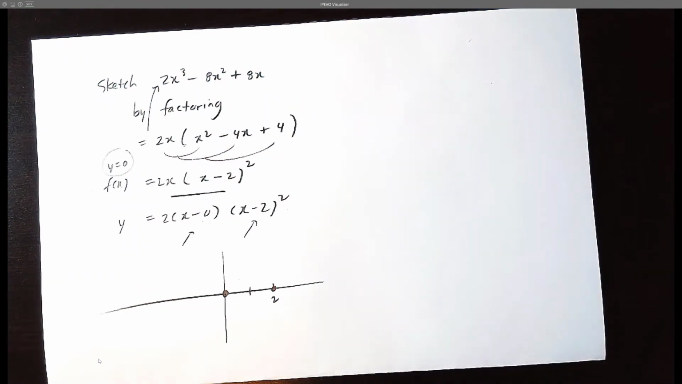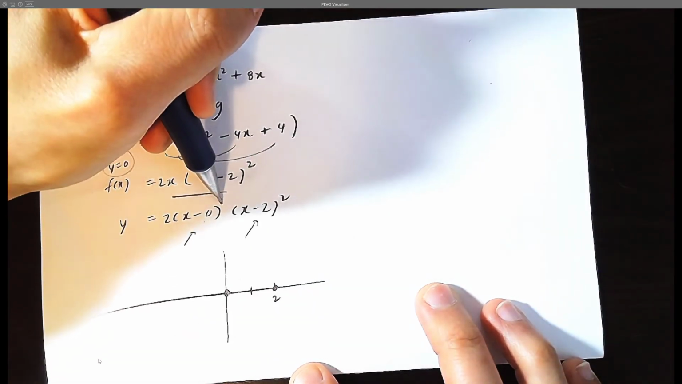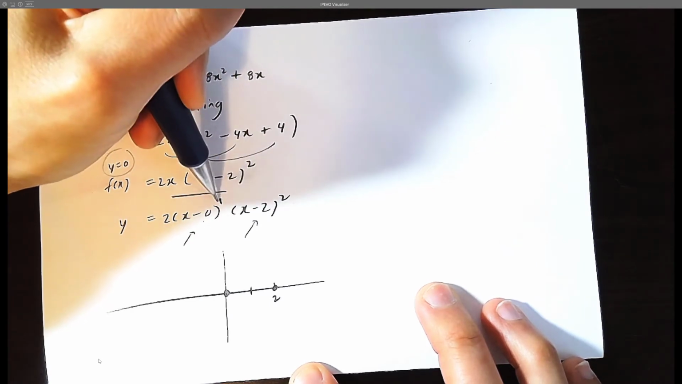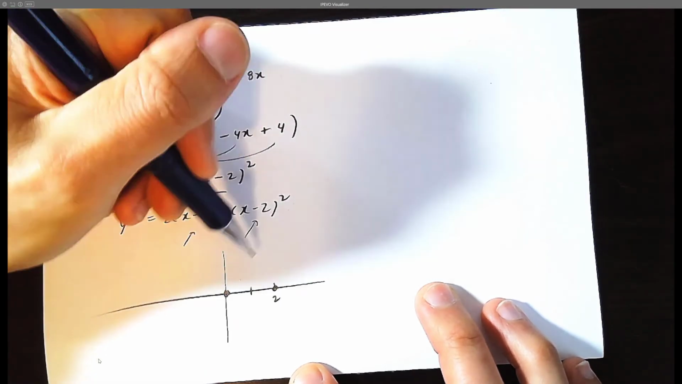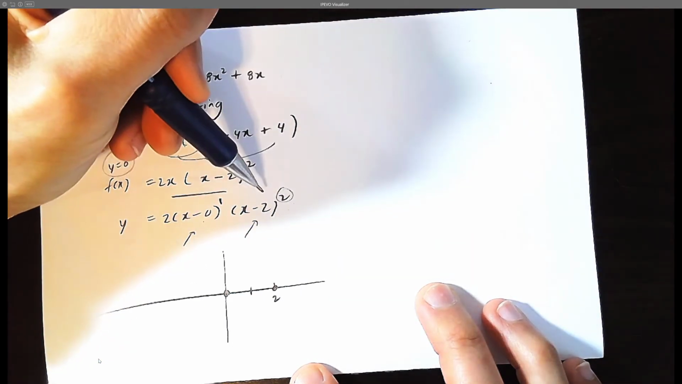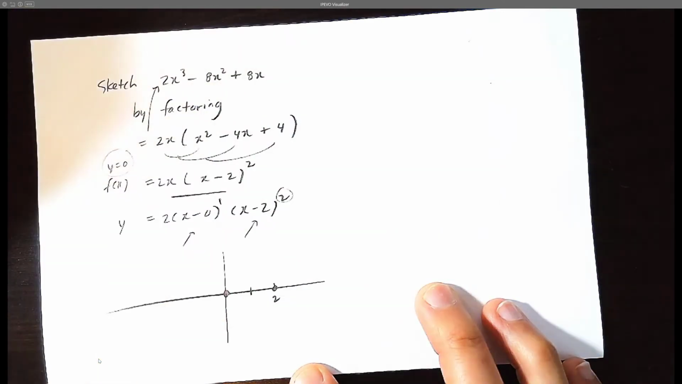We remember from the sketching polynomials that we're interested in the exponent. The multiplicity here is 1 and the multiplicity here is 2. When the multiplicity is 1, it means that it's going to cut through the graph, just driving straight. Whereas if the multiplicity here is 2, it means that the graph's going to bounce off this number 2 here, either happy face or sad face.